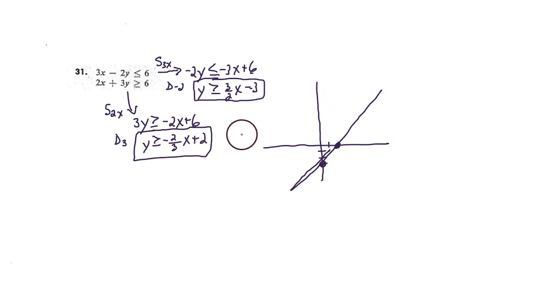Okay, now let's go to this one. The y-intercept is positive 2. The slope is down 2 over 3. And it is a solid line. This is a greater than symbol. We want to be above the red line.